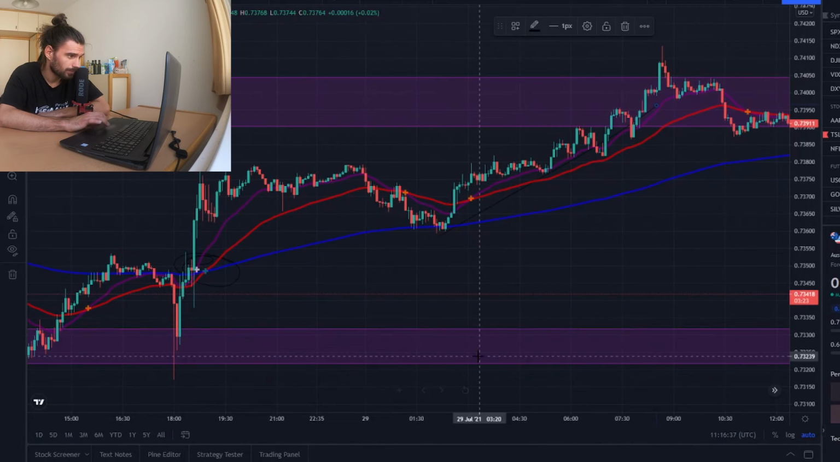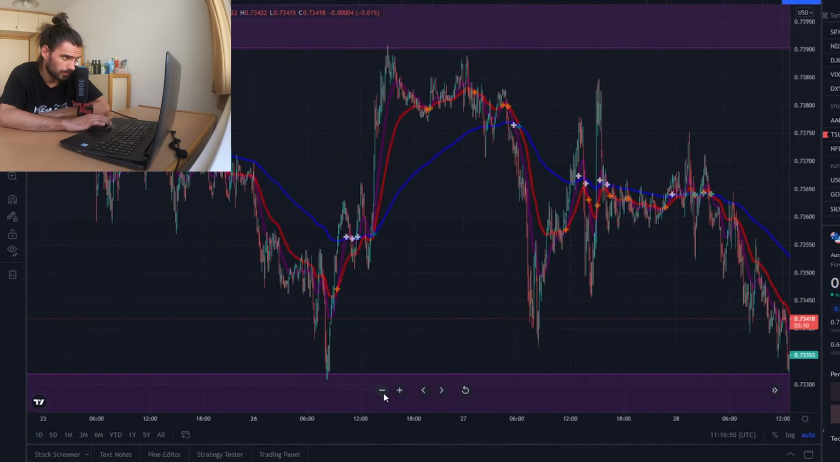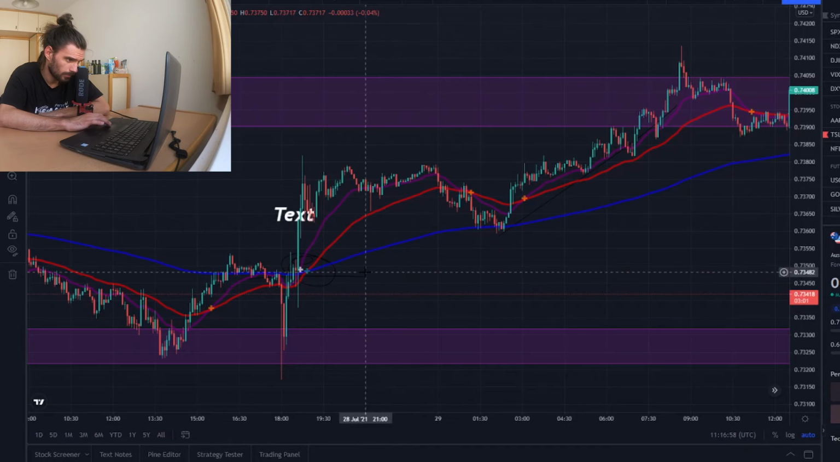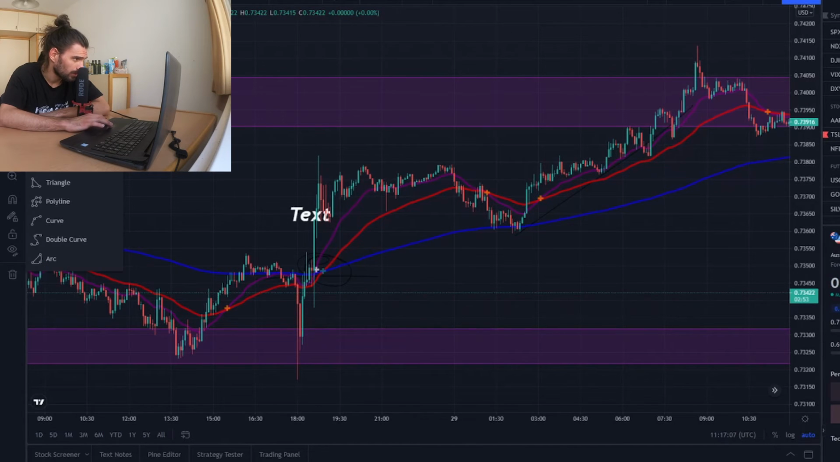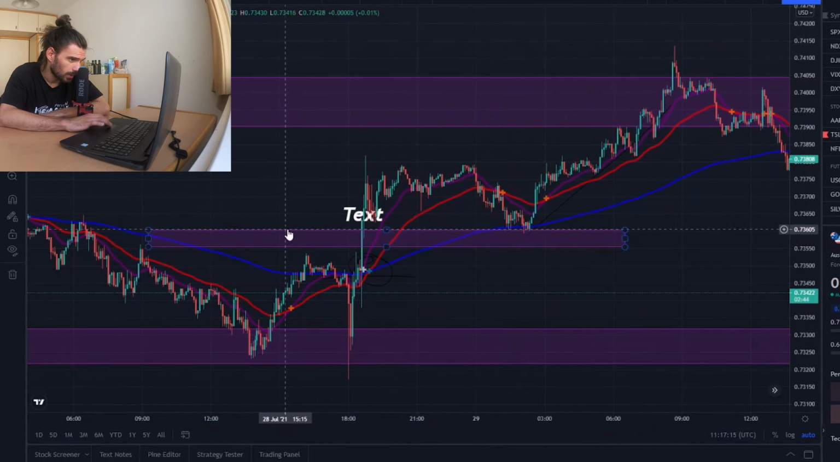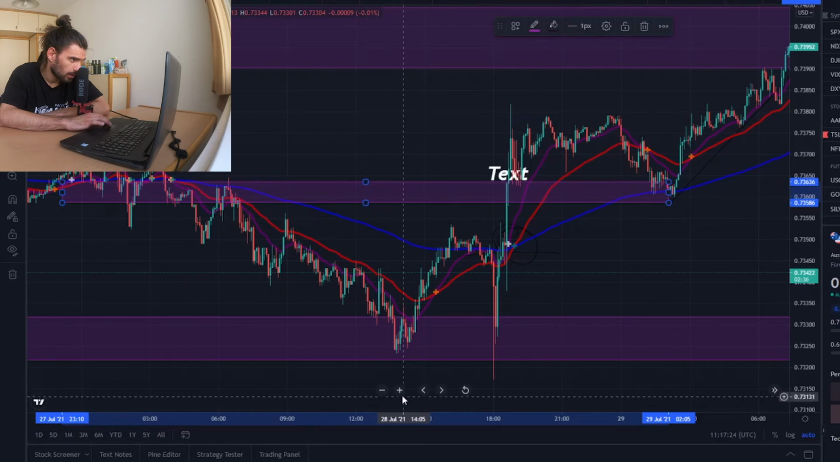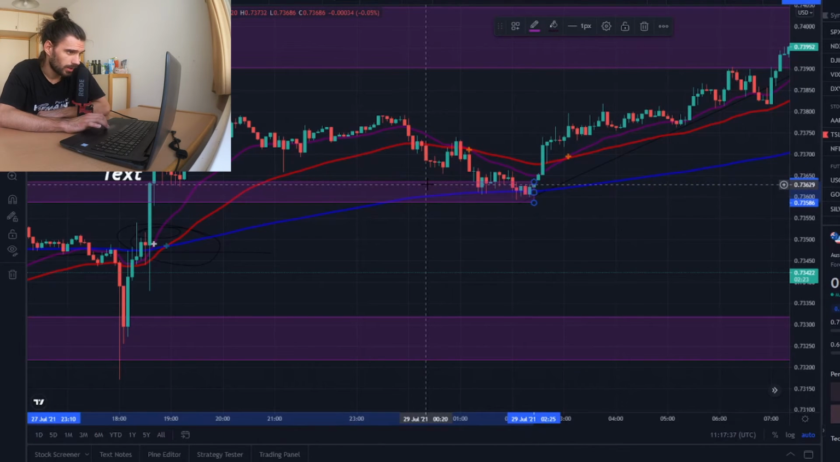So what we want to do is look for the market to come down to the 200 EMA, somewhere around these levels, which should always be a support area or a support line, which is this one here that was previously a support and resistance line.